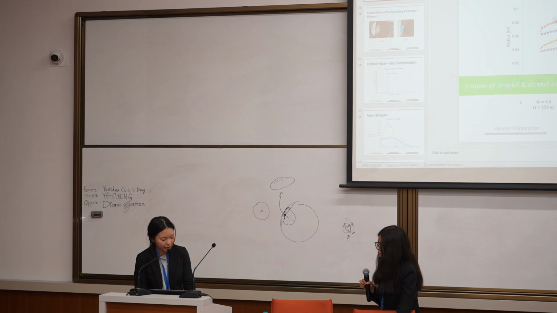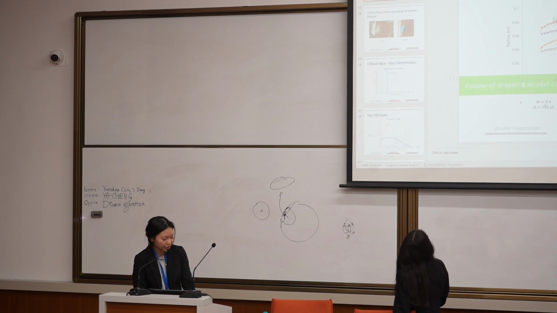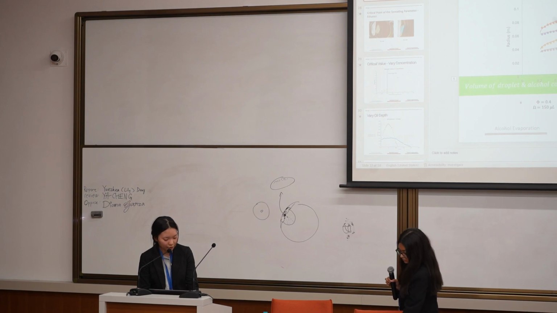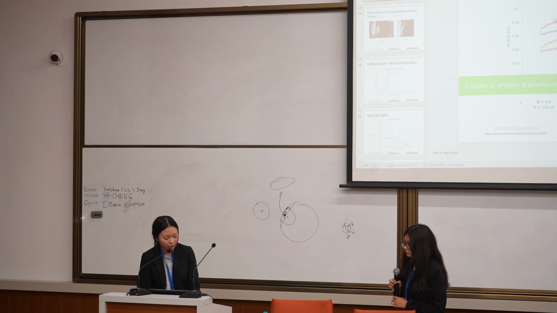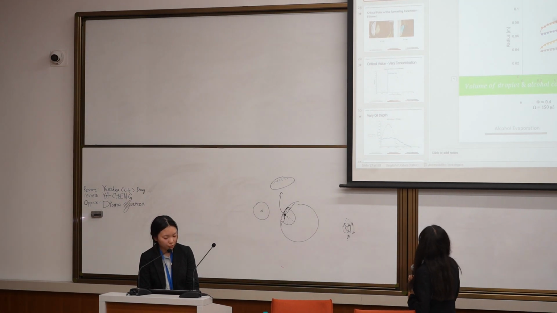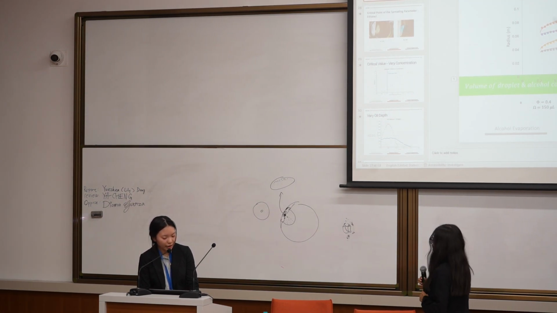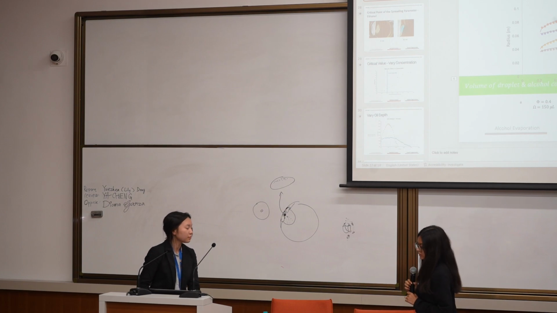Right here, we did vary the volume and the concentration. So you can see that as you increase the volume itself, even if the concentration remains the same, so in this case, gray and blue, the larger volume will still have a longer expansion and a larger radius.